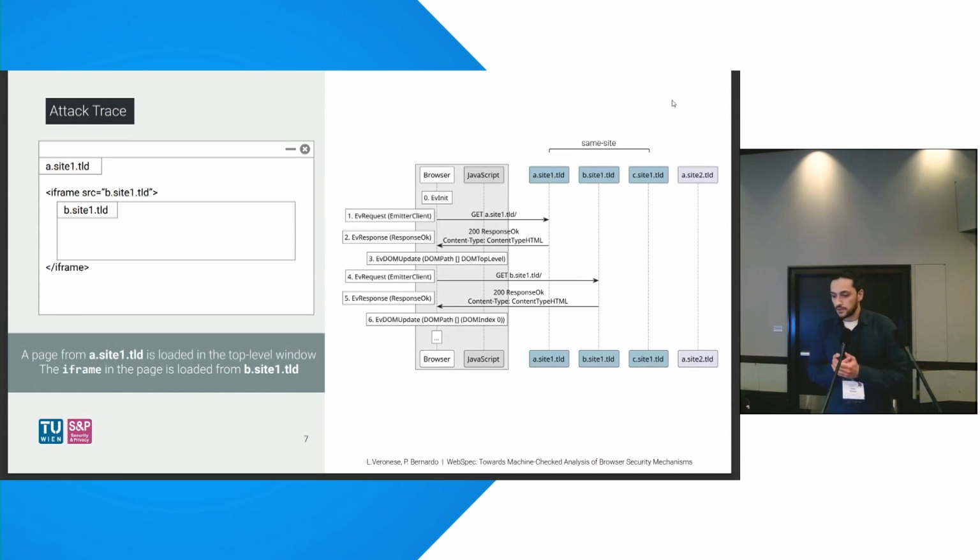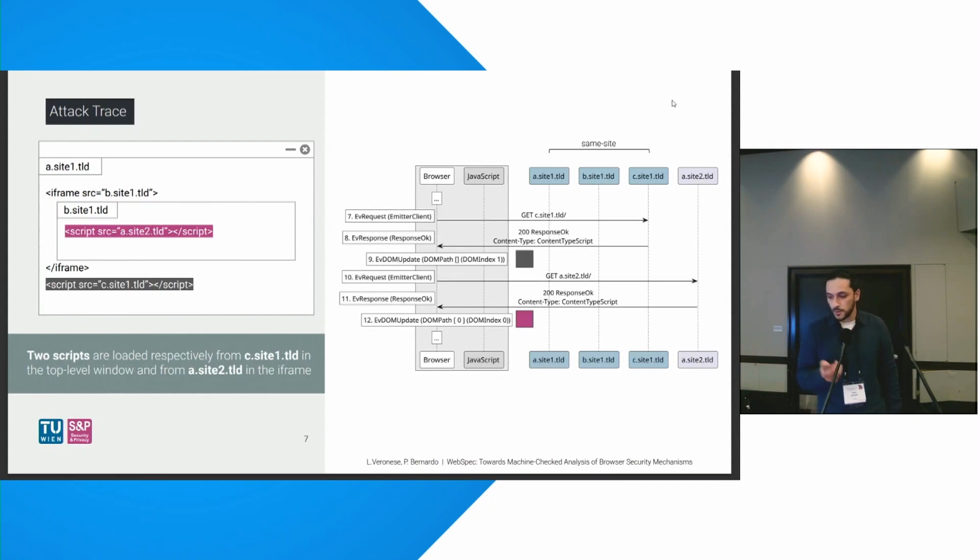In this trace, first, a page is loaded in the top-level window from a.site1.tld. This page contains an iframe, which is loaded from b.site1.tld. The loading of a page is encoded as a pair of event request and event response, followed by a DOM update, which is parameterized by the DOM element being updated. Highlighted in blue are the origins that are involved in this trace, which are same-site. And this includes the top-level window and the iframe.